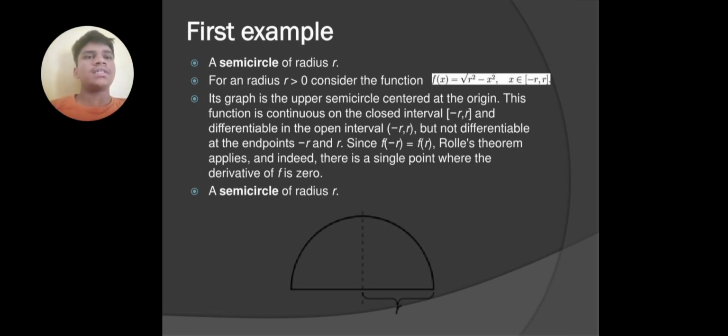This function is continuous on the closed interval minus r comma r and differentiable in the open interval minus r comma r, but not differentiable at the endpoints minus r and r. Since f of minus r equal to f of r, Rolle's theorem applies, and indeed there is a single point where the derivative of f is 0, on a semicircle of radius r.